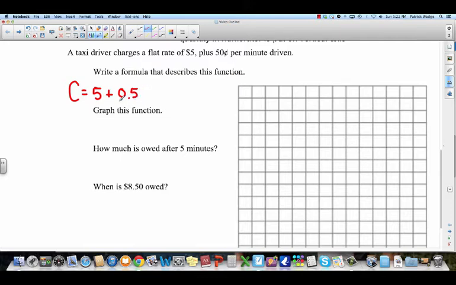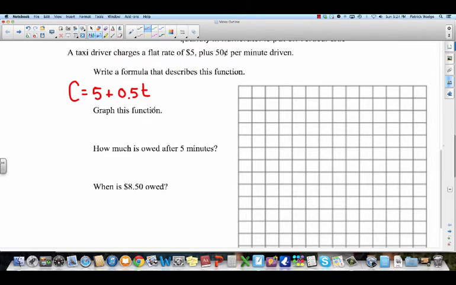Now, if you drive 1 minute, it'd be 0.5 times 1. If you drive 20 minutes, it'd be 0.5 times 20. If you drive an unknown number of minutes, let's call it t for time, you go 0.5 times t. So this is your formula right here: C equals 5 plus 0.5 times t.